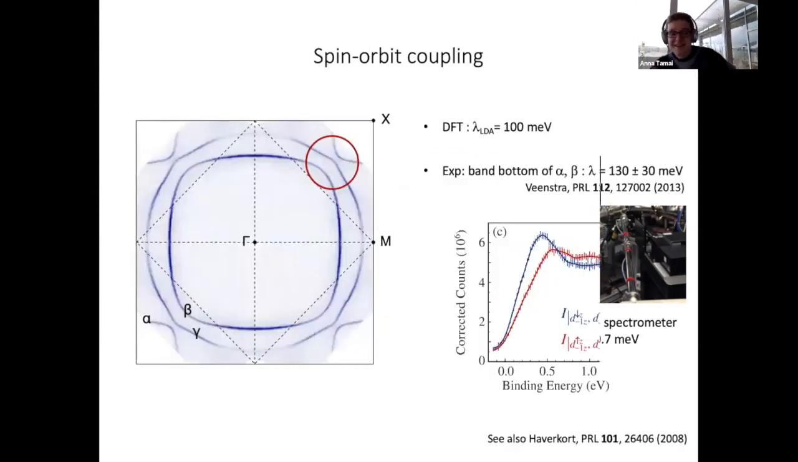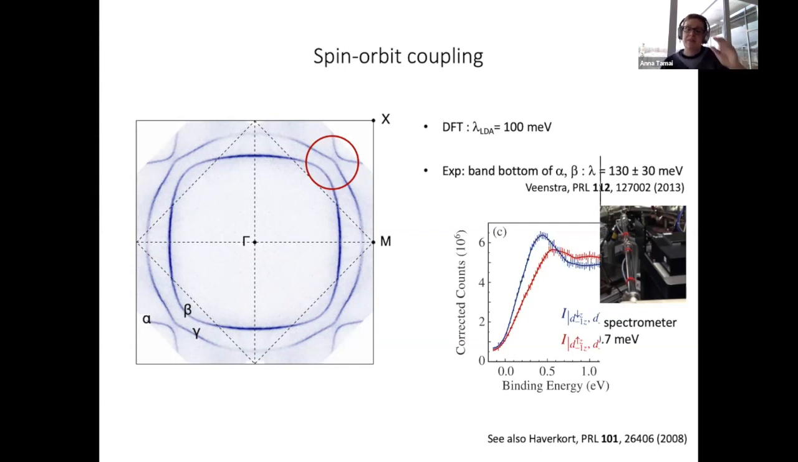Okay, so let's discuss the data. The first thing I'm going to address is spin-orbit coupling. It is known that spin-orbit coupling is an important effect at the Fermi surface. It opens a gap at points where bands would be degenerate. It produces a mixing of the orbital content, and it produces a finite orbital angular momentum. At the DFT LDA level, the spin-orbit coupling strength is 100 millielectron volt.